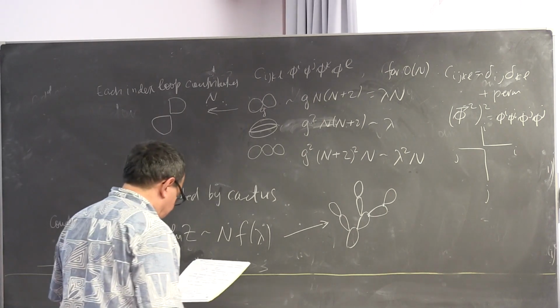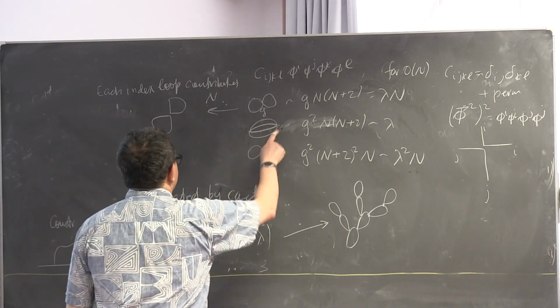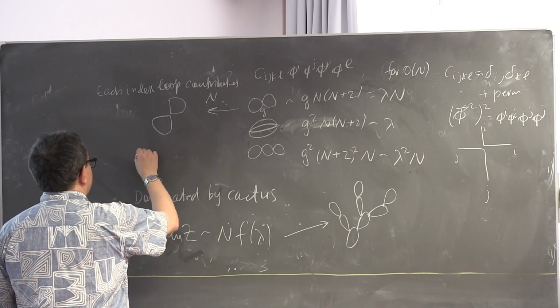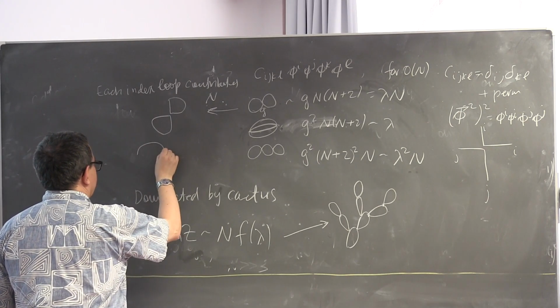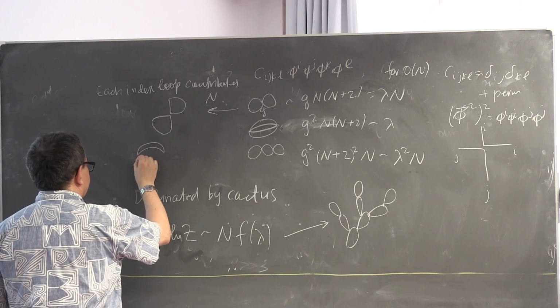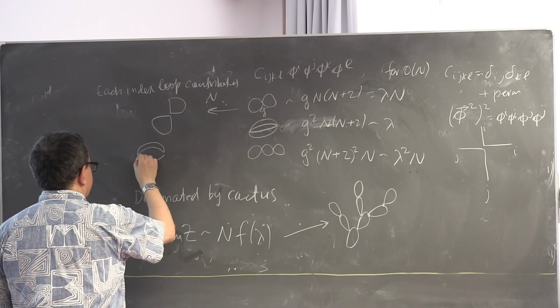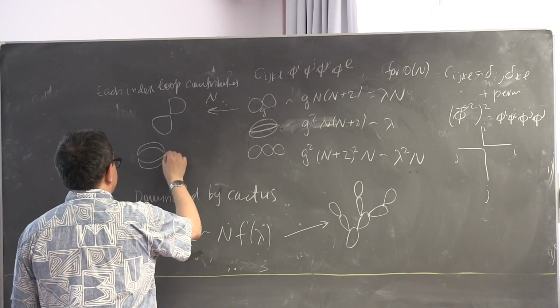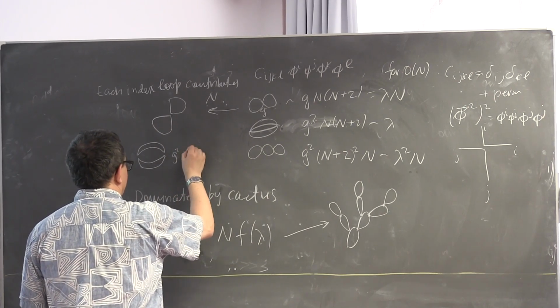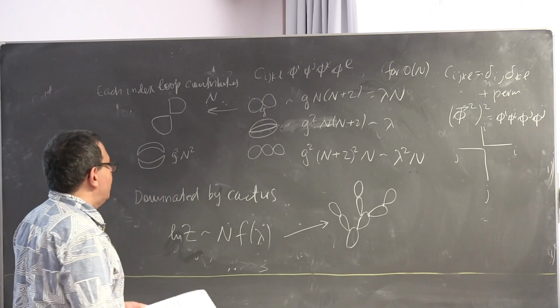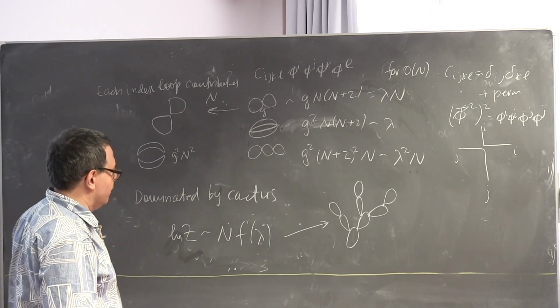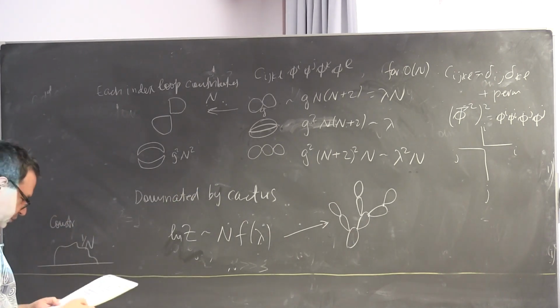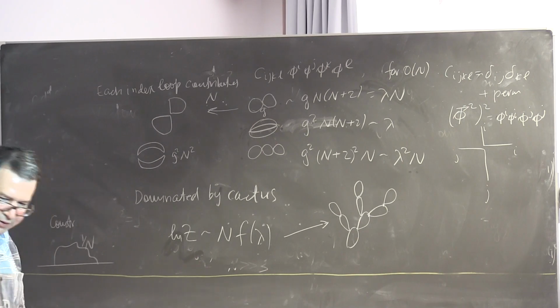But then, for example, if you redraw this one, you see that you have something like this and then something like this. So there are still only two loops. So this is indeed g squared N squared. And here you'll find three loops and so on. So this rule basically works okay.